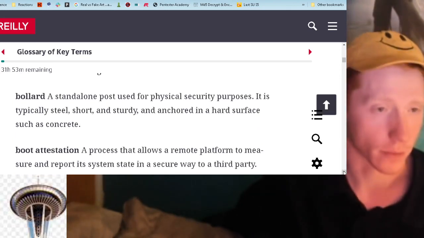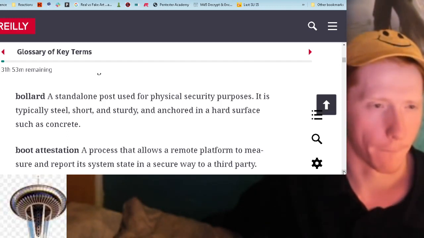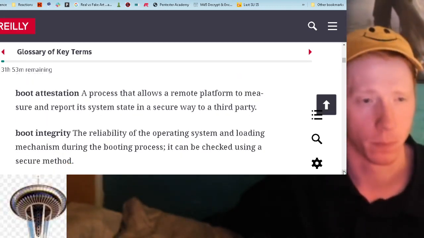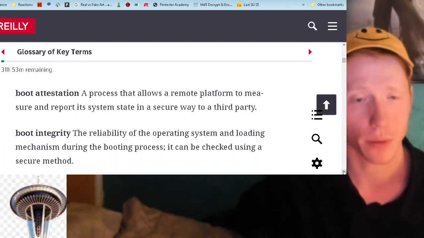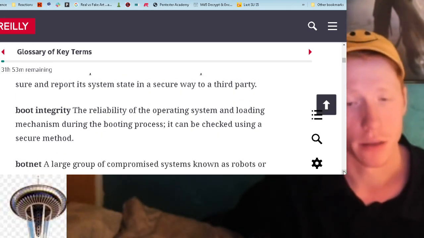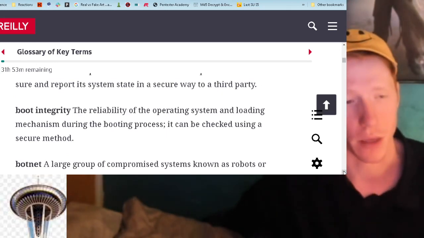And a bollard is a steel, short, sturdy, anchored post that you put in concrete or whatever. Boot attestation is a process that allows a remote platform to measure and report its system state in a secure way to a third party. It will check if someone messes with it.